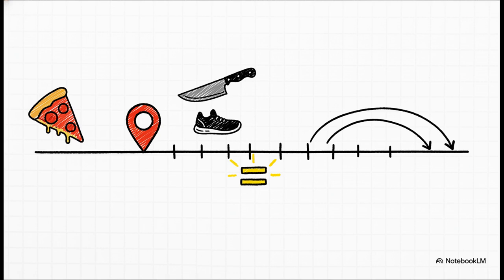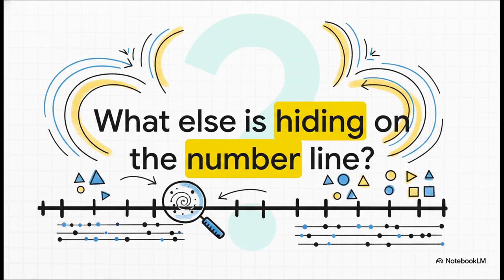And this isn't just a neat trick. Understanding that fractions are numbers on a line is the foundation for everything else you'll ever do with them, from adding and subtracting to working with decimals and percentages. This one shift in perspective really does change everything. It opens up a whole new way of understanding, comparing, and working with fractions. Which leaves us with a pretty fascinating question to think about. If this whole world of fractions lives in that tiny space between 0 and 1, what else could be hiding further down the line?